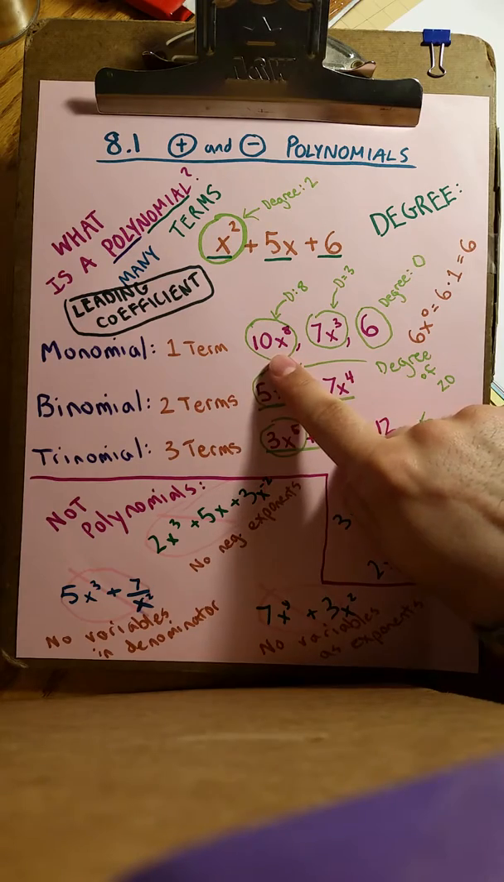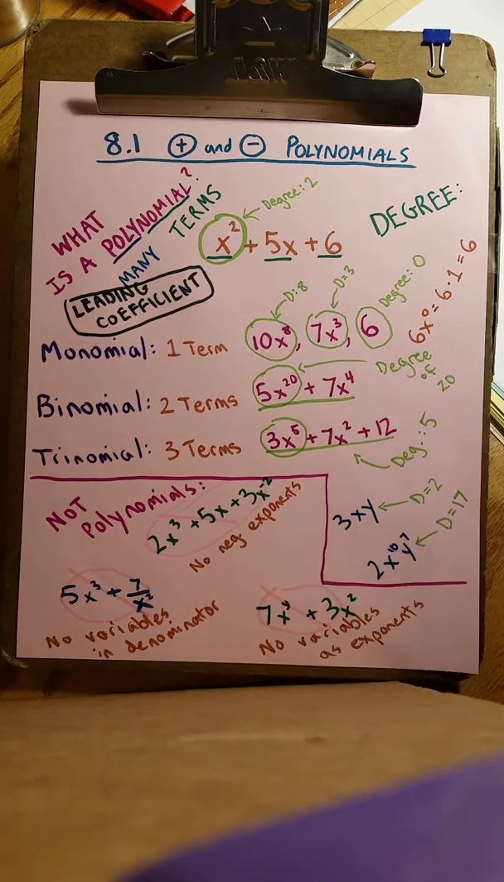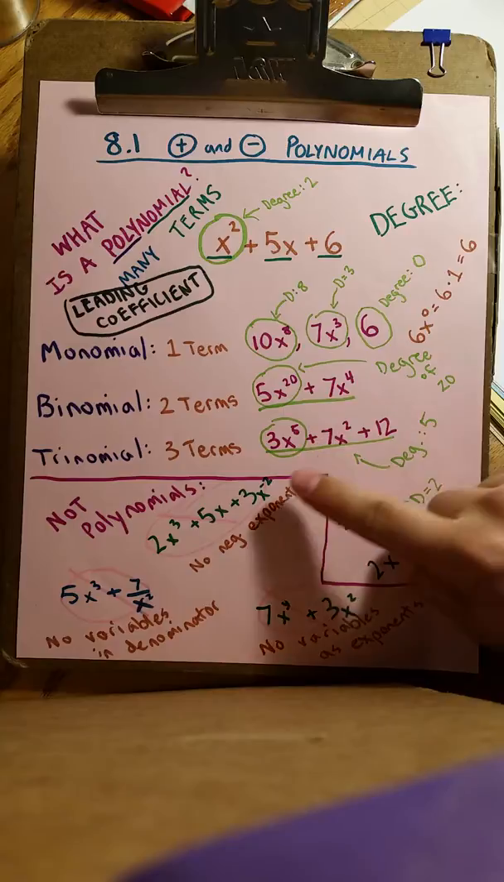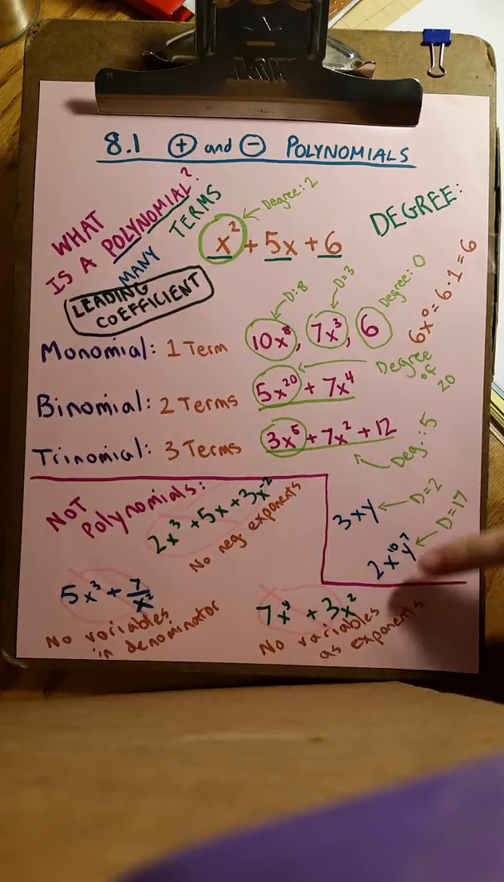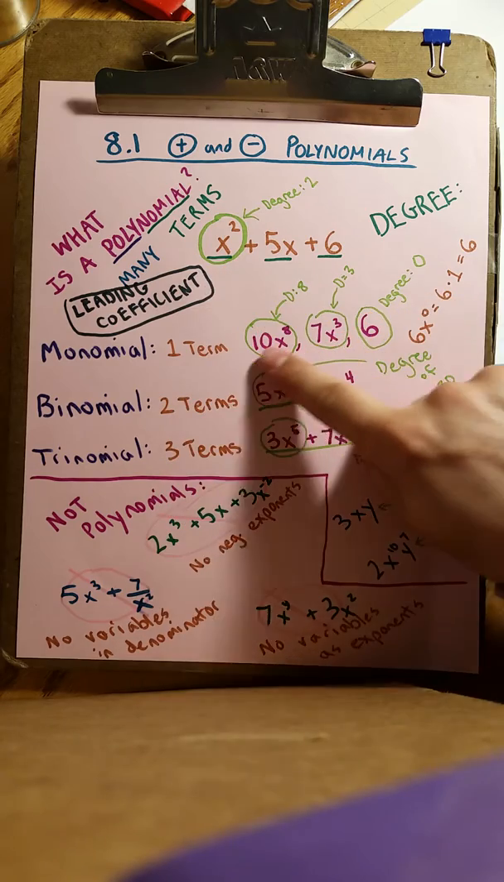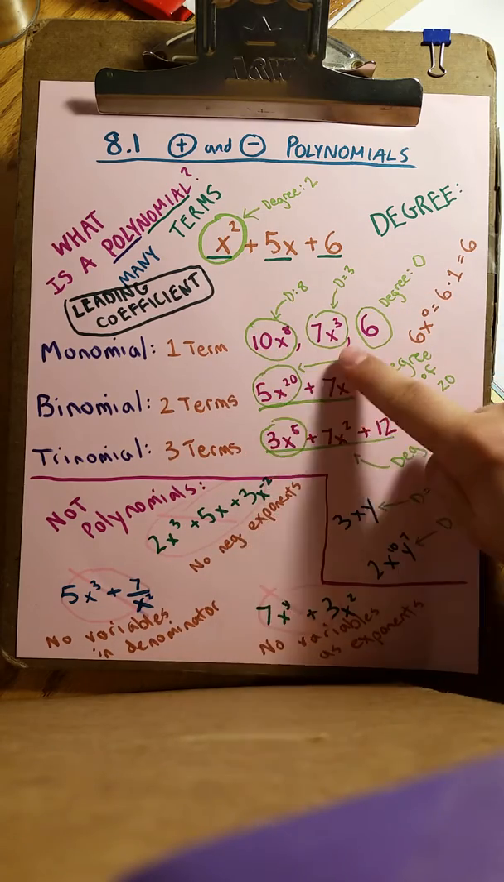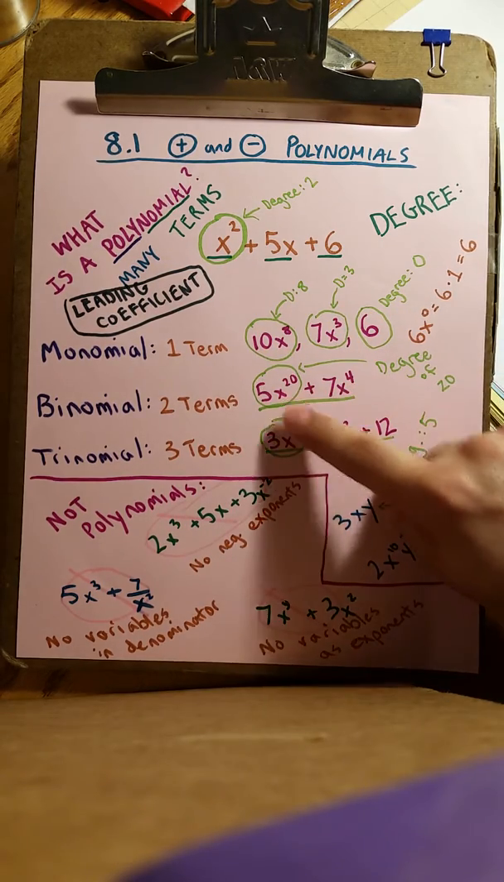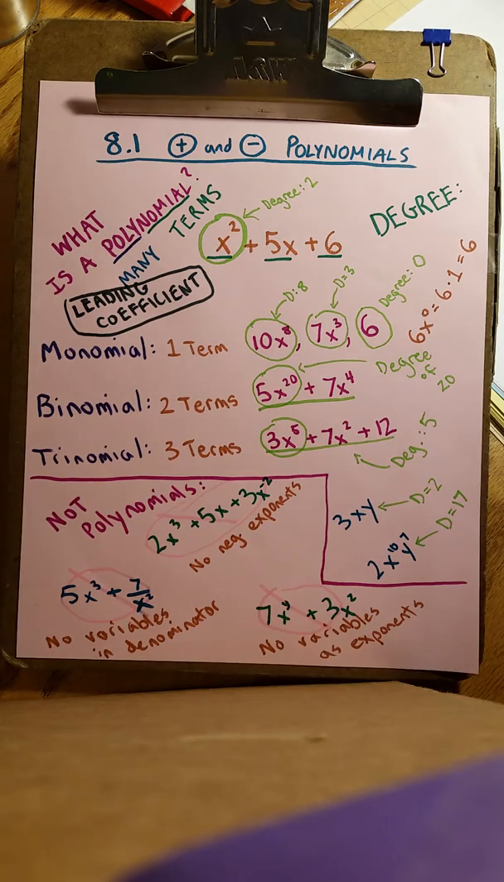The coefficient here is the 10, the 7, not a coefficient, the 5, the 7, the 3, the 7, 2, 3, etc. When we say leading coefficient, we mean the coefficient of whichever term gives the degree. So the leading coefficient of this polynomial is 1. The leading coefficient of this monomial is 10, 7, 5 for this binomial, 3 for this trinomial, etc.